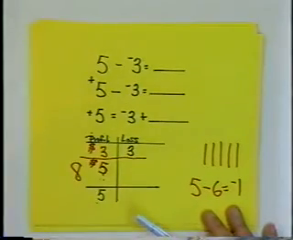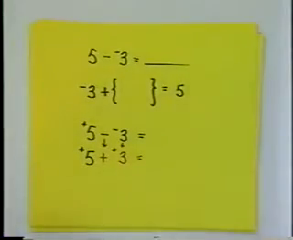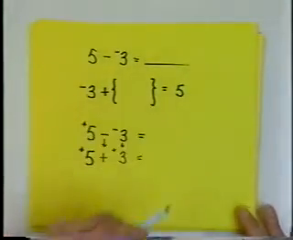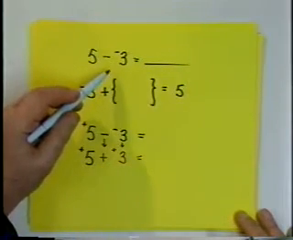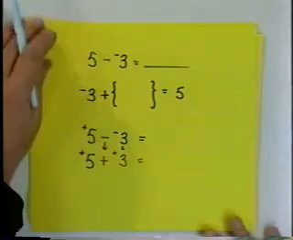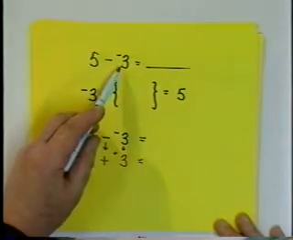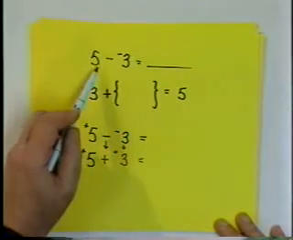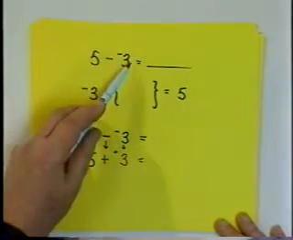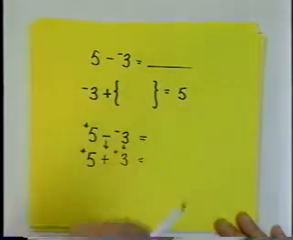But let's summarize this. And how am I going to summarize it? I'm going to summarize it without using the profit and loss, because after all, we could have been talking about increasing and decreasing. For example, we could have said, how do you go from 3 degrees below 0 to 5 degrees above 0? What does 5 minus negative 3 mean now? It means what must you add on to negative 3 to get 5?